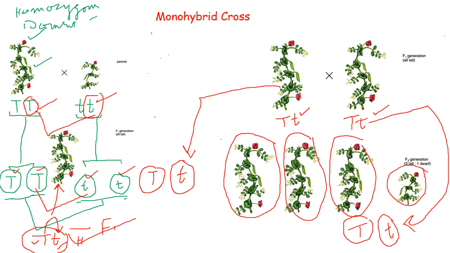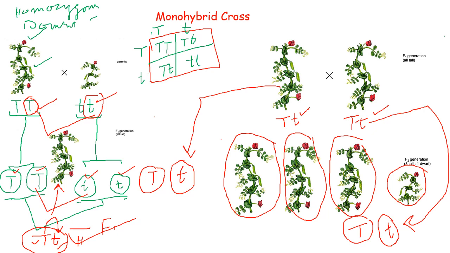We'll make a chart like this. Now we'll put capital T and small t on one side, and capital T and small t on the other side. We cross them. Here we'll have capital T and capital T. Here we'll have capital T and small t. Here we'll have capital T and small t, and here we'll have small t and small t.